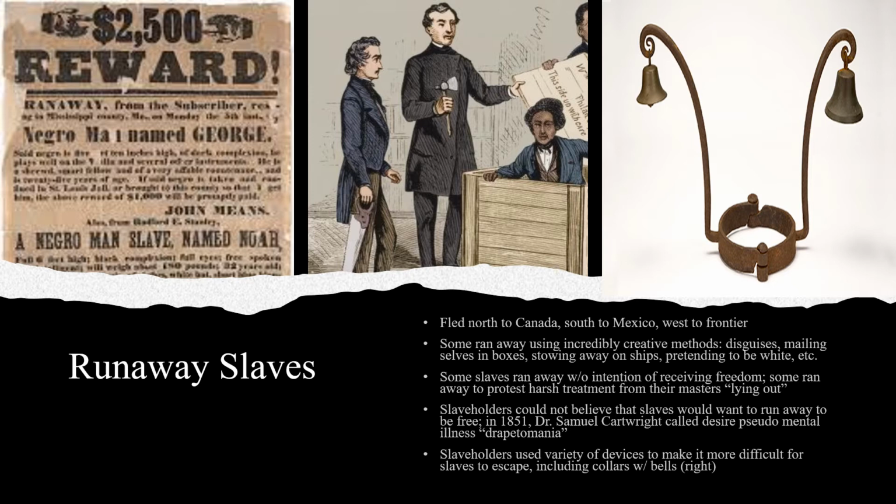Slave masters had a paternalistic view of the institution of slavery, seeing it as benevolent to black people, who were supposed to be inferior to whites. They could not imagine why their slaves, their quote-unquote black family, would run away. Some even believed that their slaves' desire for freedom was a mental disorder, which they called drapetomania. We'll talk a little bit more about slave rebellions later in this video.